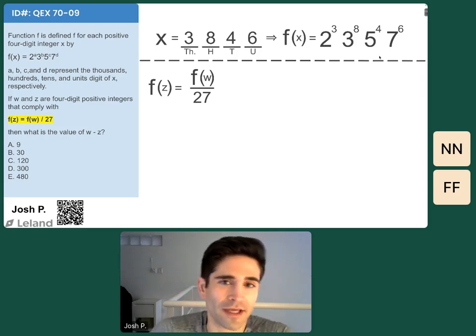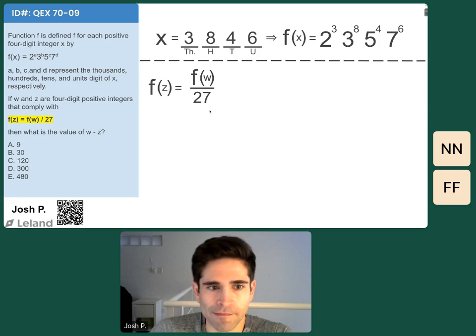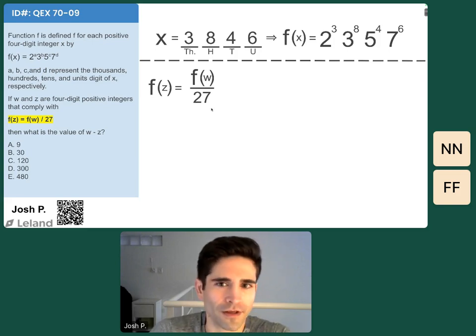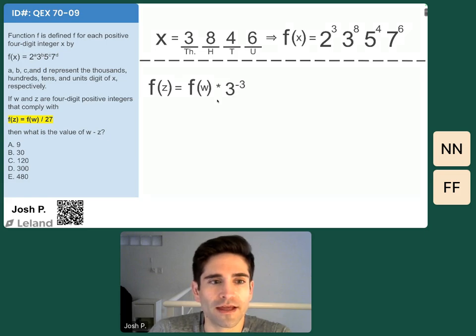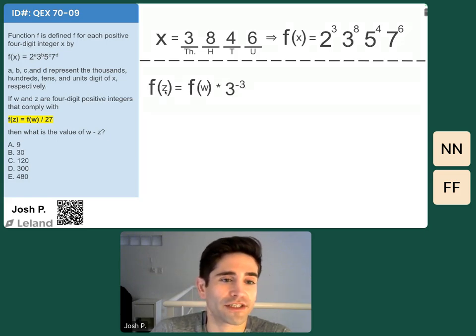Now, we're told that function of z is equal to the function for w divided by 27. Since the function is in terms of prime numbers, of course we want to make this look as similar as possible to the function. So 27 is essentially 3 to the 3. And therefore, we can say that function z is function w times 3 to the minus 3.